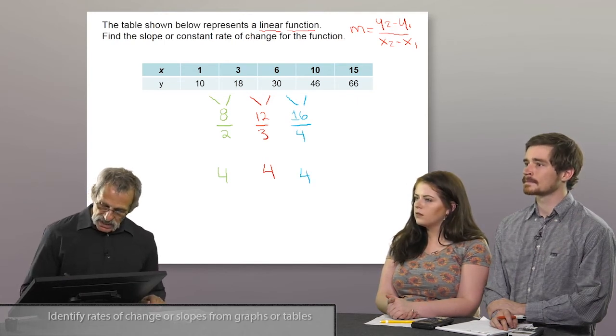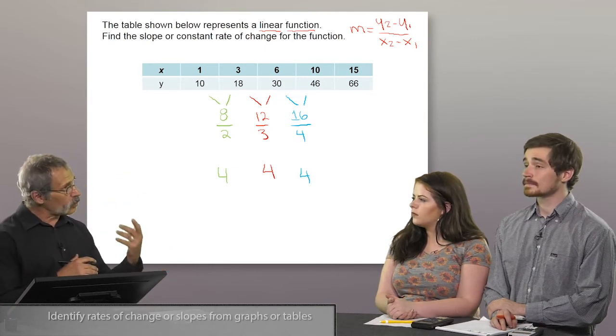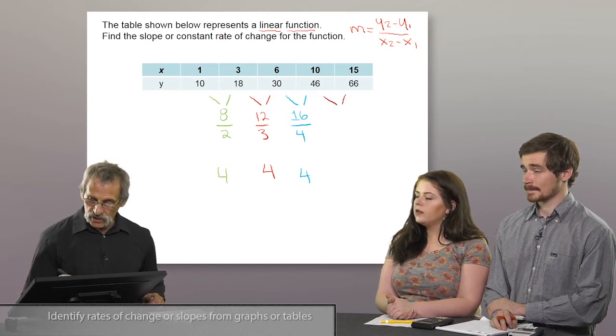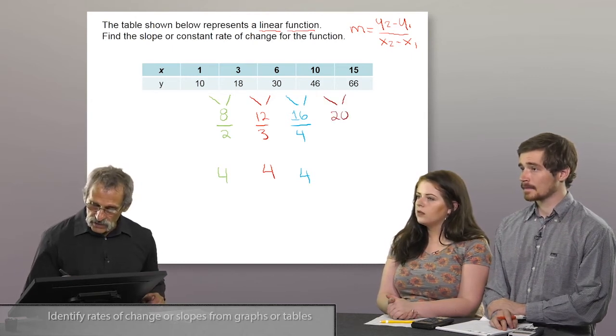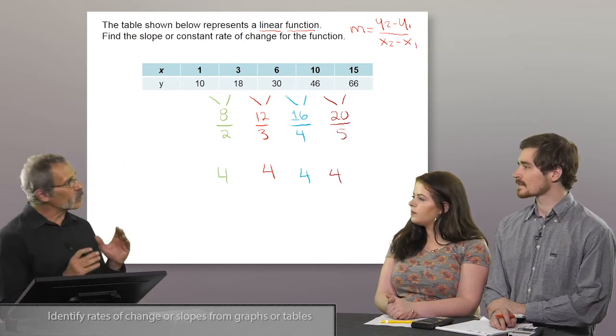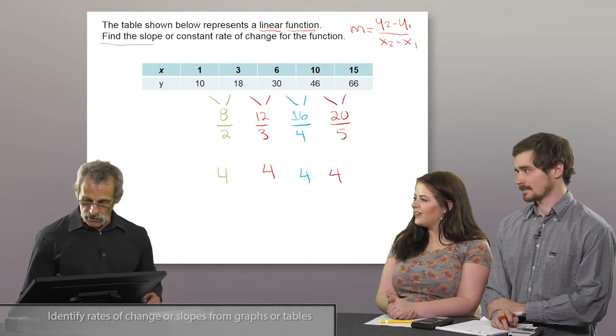So we must get a 4 if we really have a linear function. In this very last calculation as well, will we? Change of y is 66 minus 46, which is 20, and the change of x is 5. 20 over 5 is 4. This may be the easiest question I'll ever ask you. Find the slope. 4. Very good.